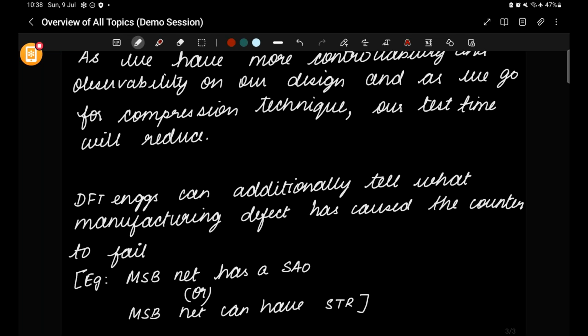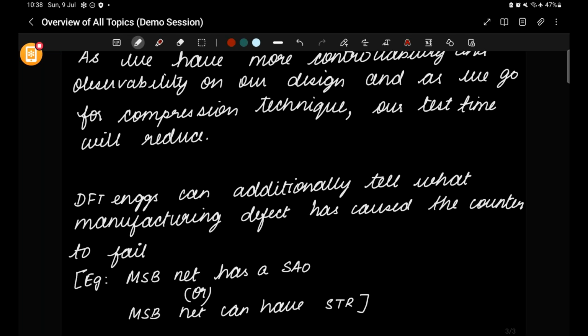We will go to the next question. Today is just an overview session. I have prepared a few questions from each topic: from scan insertion 1 or 2 questions, from compression 1 or 2 questions, like that. From each topic I have prepared 1 or 2 questions just to give a demo. This is a demo session actually.